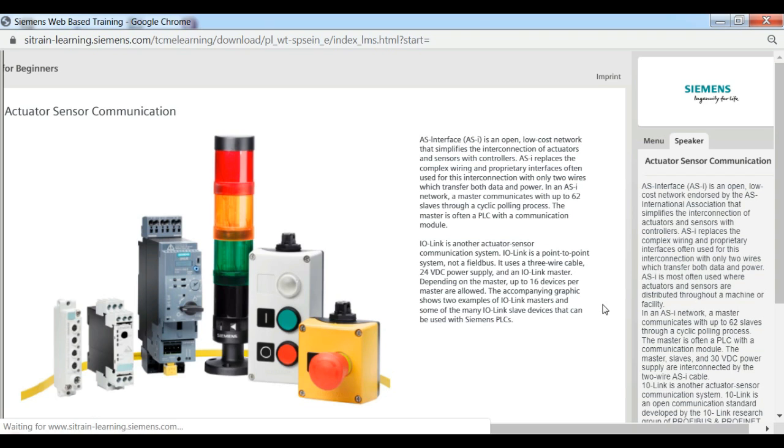In an ASI network, a master communicates with up to 62 slaves through a cyclic polling process. The master is often a PLC with a communication module. The master, slaves, and 30 volts DC power supply are interconnected by the two-wire ASI cable.